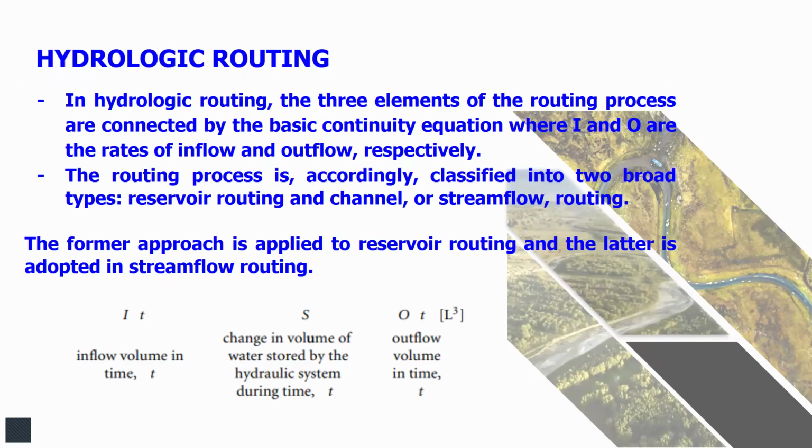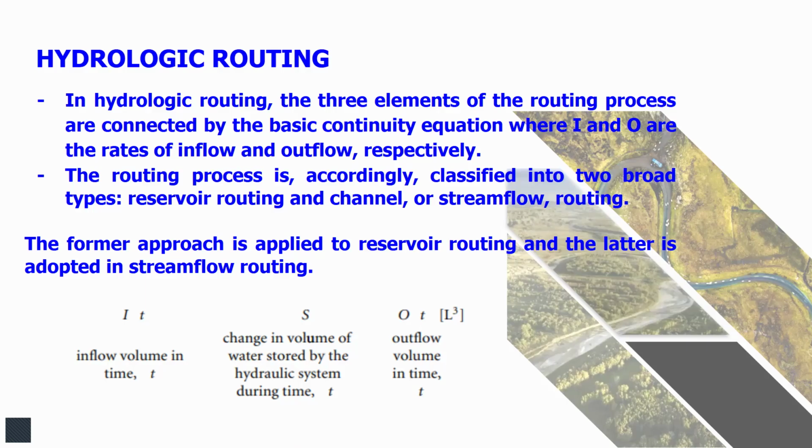So, hydrologic routing. In hydrologic routing, the three elements of the routing process are connected by the basic continuity equation, where I and O are the rates of inflow and outflow respectively. The routing process is accordingly classified into two broad types, reservoir routing and channel routing, or stream flow routing. The former approach is applied to reservoir routing, and the latter is adopted in stream flow routing.